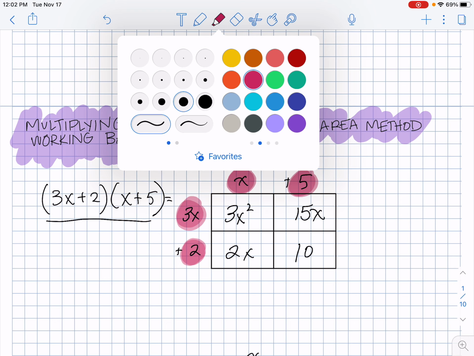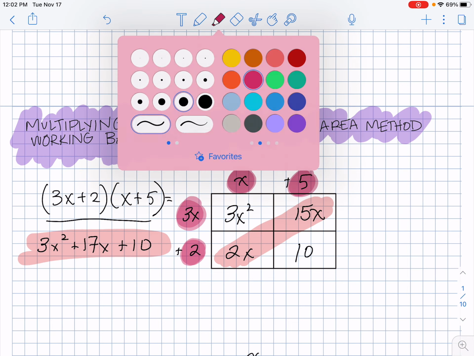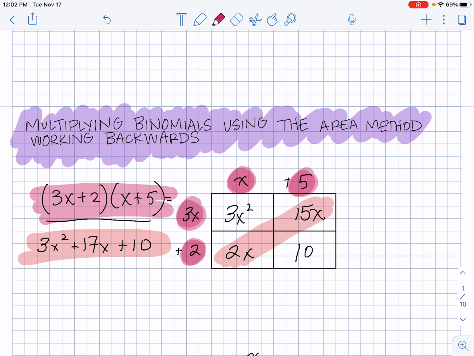Okay, next we notice that we might need to combine some like terms. So see those? Those are the same. And so we can add those up. And so we get 3x squared plus 15x plus 2x, that is 17x, plus 10. So now we see we have two equivalent expressions. We have 3x squared plus 17x plus 10 is equal to 3x plus 2 times x plus 5. Okay, great, that's where we've been.